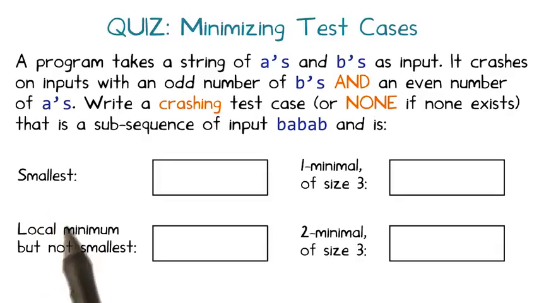Let's start with the global minimum. Notice that the program crashes only on non-empty inputs, since we need to include at least one B to have an odd number of Bs.